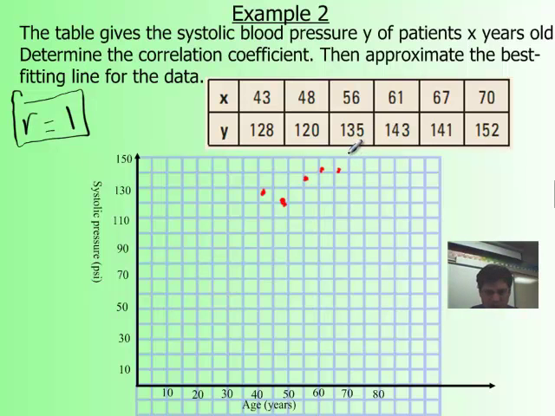I didn't make a very good graph because it doesn't contain all the points here, but I had limited space. That's my excuse.